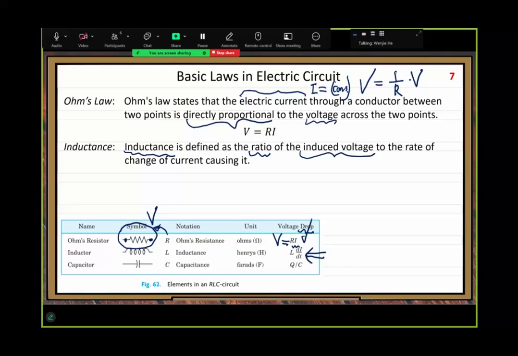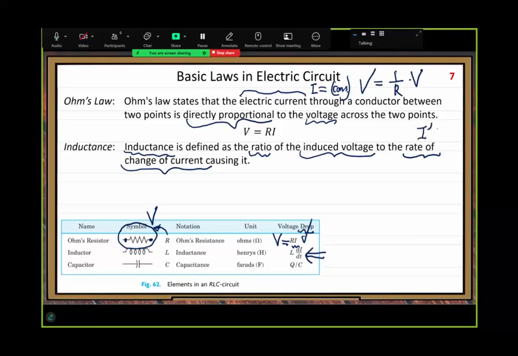Induced voltage. Because when electric current goes through that coil, that structure, that inductor, a certain voltage is induced, proportional to the rate of change of the current. So what's the rate of change of the current? We know the rate of change is the derivative, right? So the rate of change of the current, that's I prime.